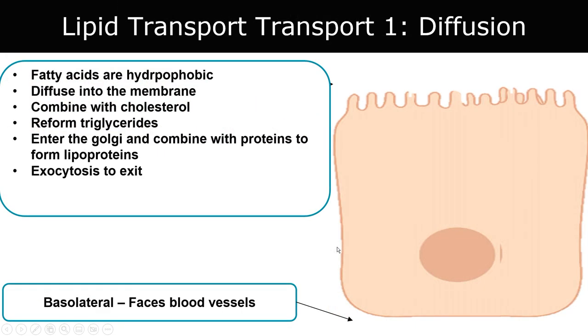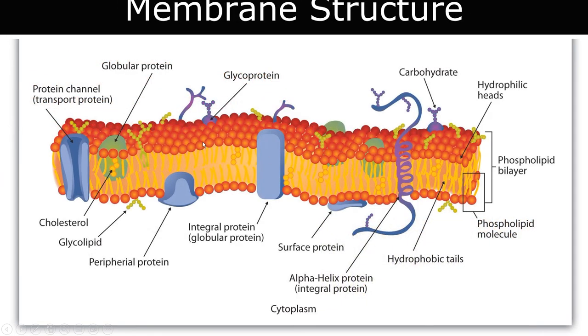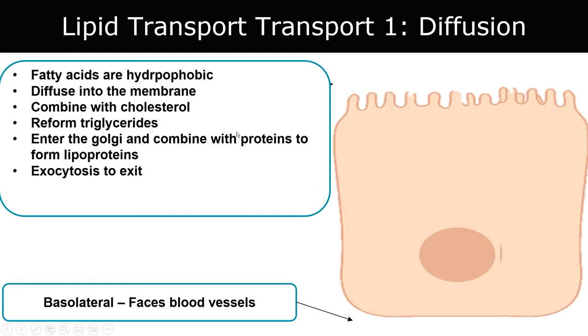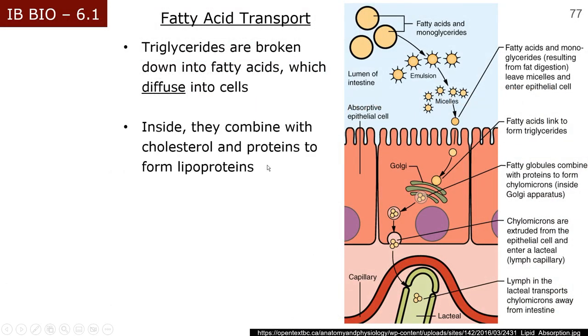So let's look at our triglycerides. Just a reminder that the fatty acids are hydrophobic, right? So they have those long fatty acid chains, and because the membrane is hydrophobic, a fatty acid will have no problem crossing this membrane. And what it does is it crosses the membrane and it actually combines with cholesterol. So from there, right, we combine with cholesterol when we get in.